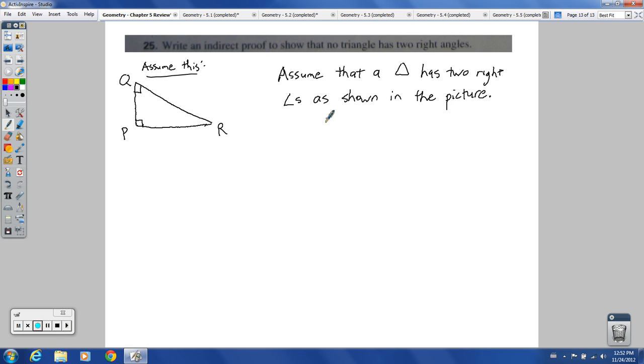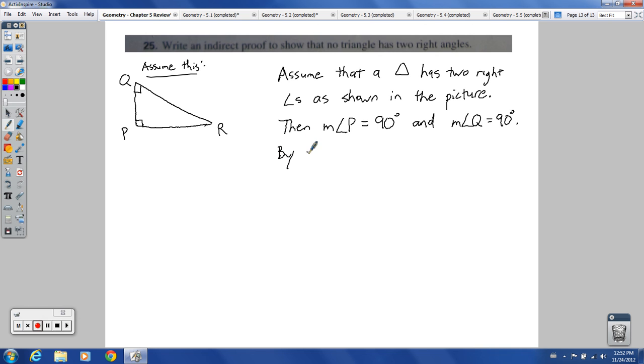I'm kind of using, the book uses triangle A, B, C. So I'm giving you just a different way to prove the same thing, still using the same idea though. So assume that a triangle has two right angles as shown in the picture. I would hope you look at that and say clearly that the measure of angle P equals 90 degrees and the measure of angle Q equals 90 degrees.